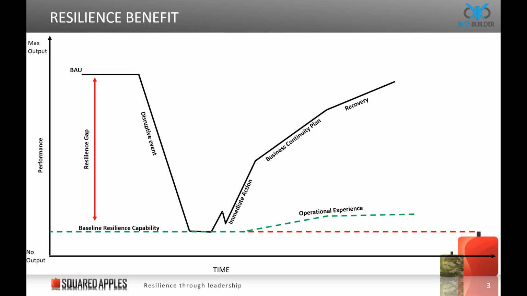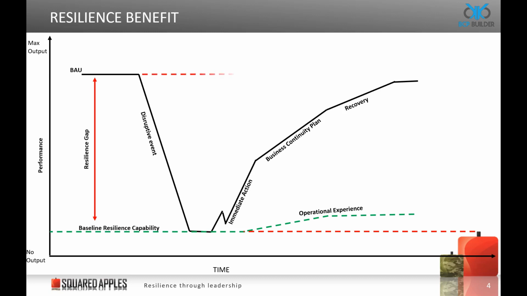Now, looking at the baseline resilience, if we had maintained where we were, we would follow that red line shown on the diagram. However, due to the knowledge and experience obtained through the implementation of the immediate action drills, our business continuity plan, and our recovery plan, we will find that actually our baseline resilience capability also starts to grow, as shown here by the dotted green line.